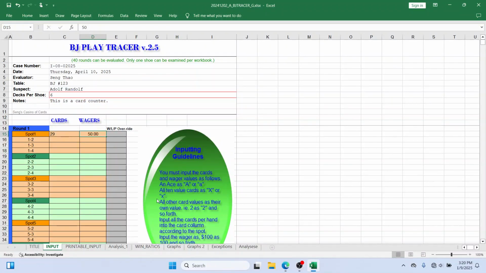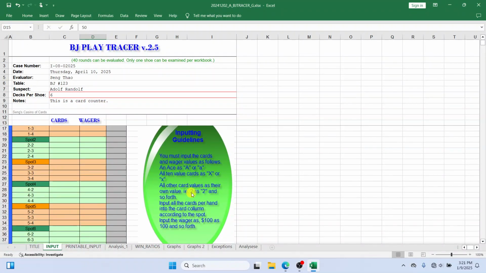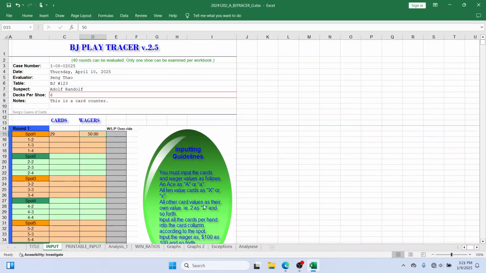There are a lot of guidelines that you have to follow. For example, aces, if you look here where my cursor is highlighting, aces are inputted as capital A or lowercase a. All 10 values are inputted as X. All other card values are just their value. You input their value in there. And we'll go down here, $100 and so forth.